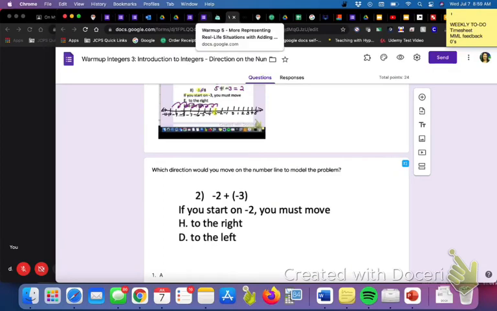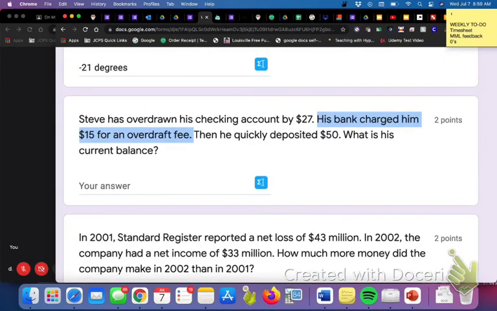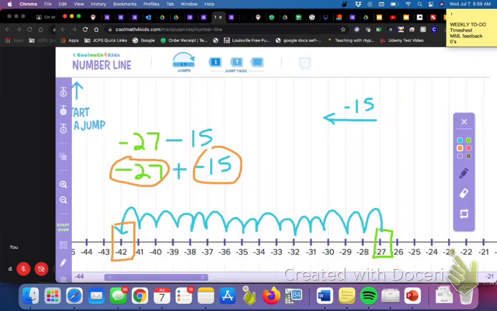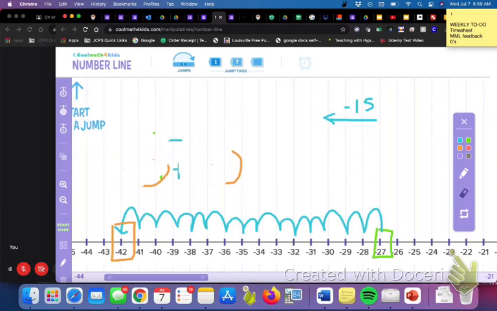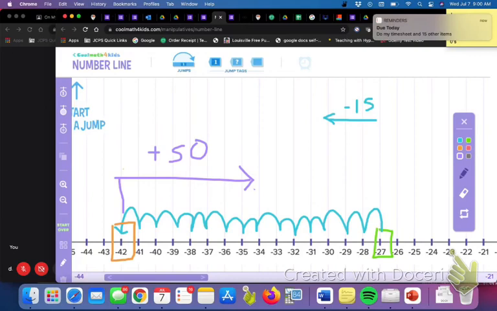So let's see. So then he quickly deposited $50. So when you deposit money into your account, so he's sitting here at negative 42. And I'm going to erase all this so I got a little bit more space to draw. So if he deposits $50, that means we're going to move back 50 places to the right because we are putting money in. And sorry guys, this is really ugly, but we're moving $50 to the right. So from that 42, you're going to move 50 places to the right.